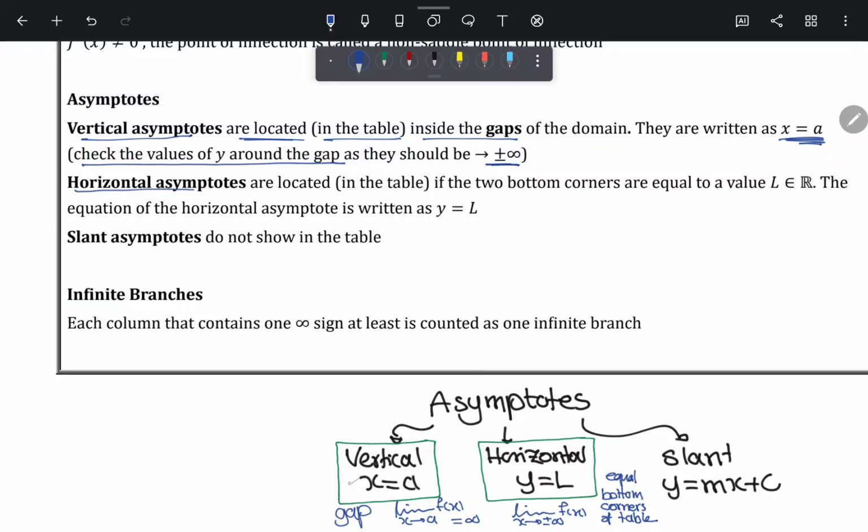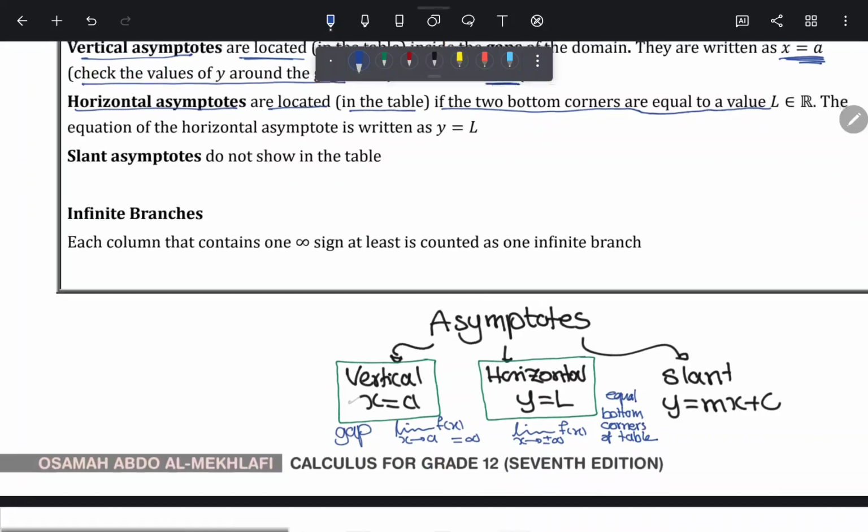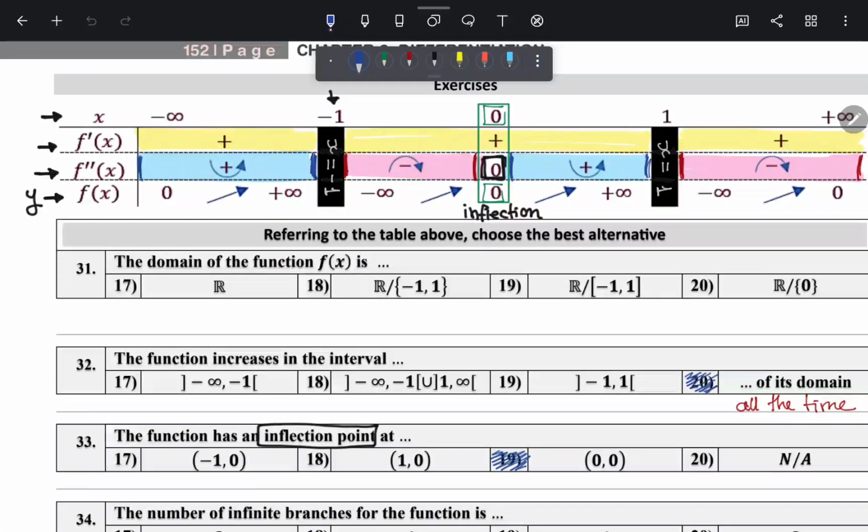Horizontal asymptotes are located in the table in the two bottom corners, if the two bottom corners are equal to the value of L. It must be equal. Look at this table. The two bottom corners are indeed equal to each other. They're equal to how much? 0.